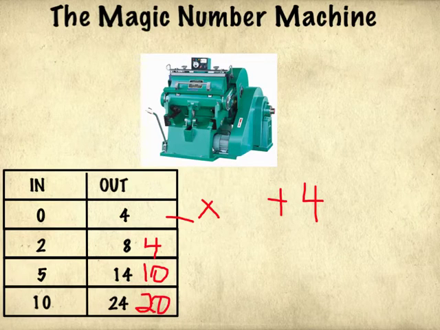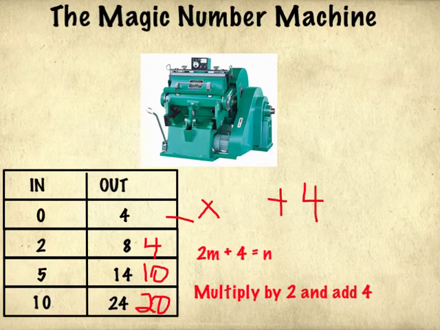Now let's see if I can find a relationship between 2 and 4. 2 plus 2 or 2 times 2. 5 times 2 or plus 2. And 10 times 2 or plus 2. Can't be plus 2 because 0 plus 2 would equal 2. So that doesn't work. So it must be times. That means that my equation is going to be 2m plus 4 equals n, or my rule will be multiply by 2 and add 4.